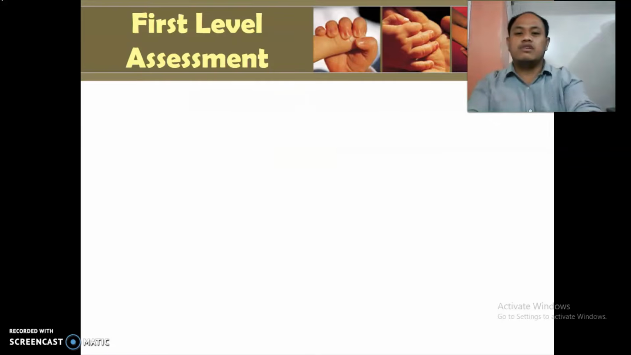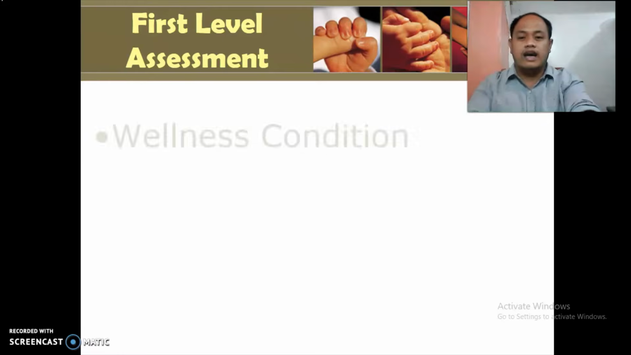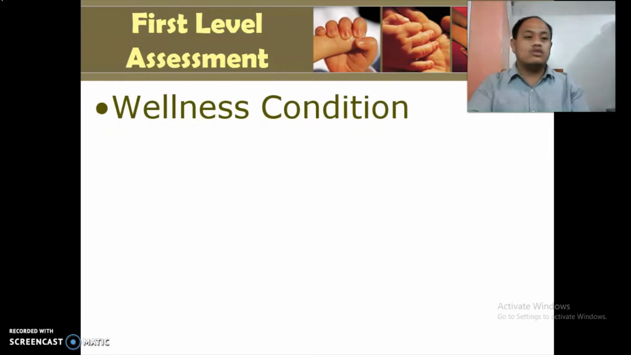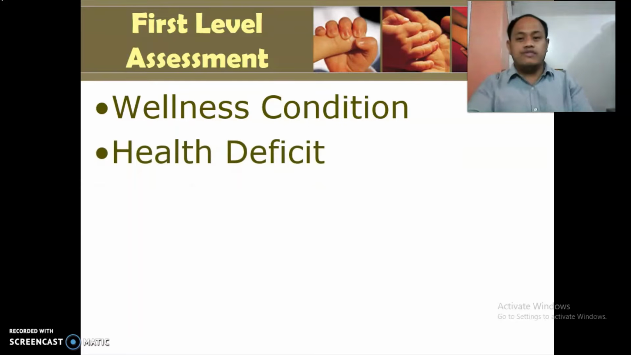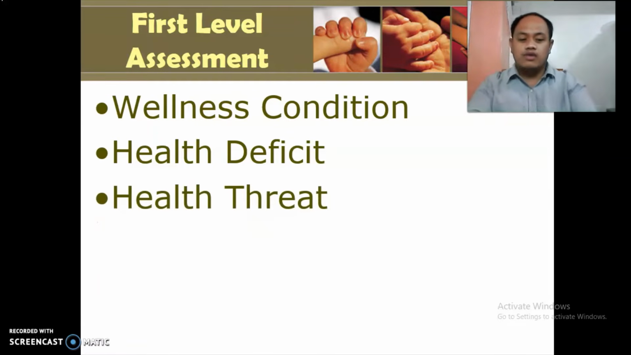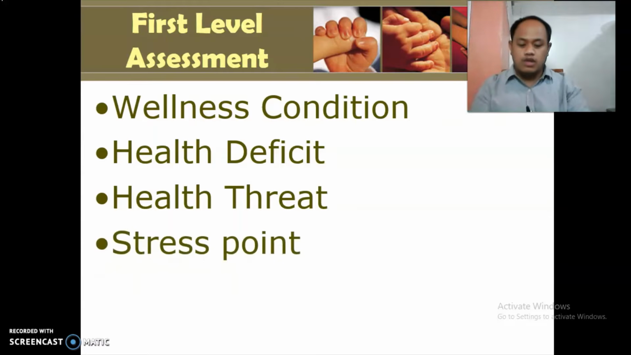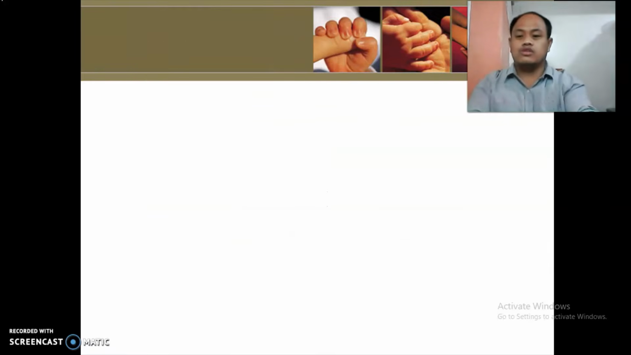So under the first level of assessment, this is basically identifying if the family has the presence of wellness condition. We are going to define each and every one of these later on. Another one is the presence of health deficit. The third one is the presence of health threat, and of course the presence of stress point. So we are going to define each and every one of these, and we're going to provide examples for better understanding. So let's start first with the presence of wellness condition.